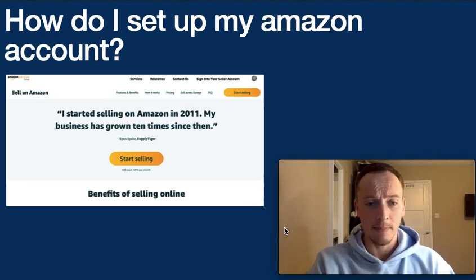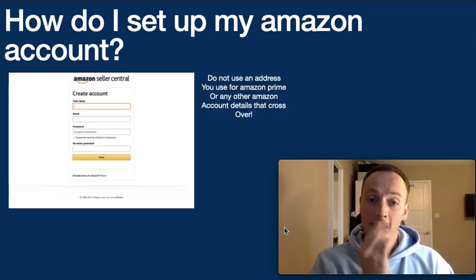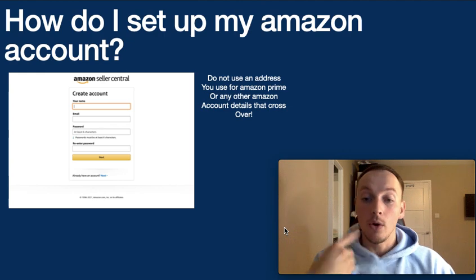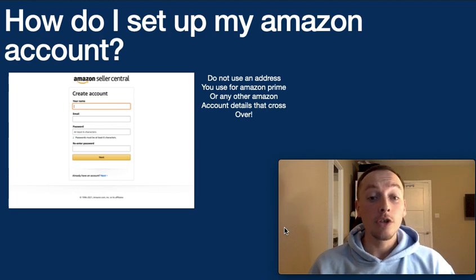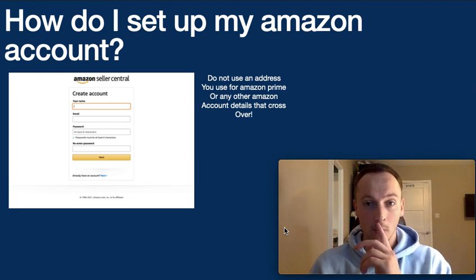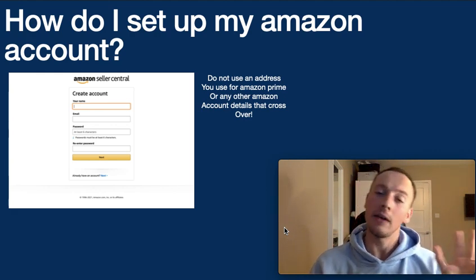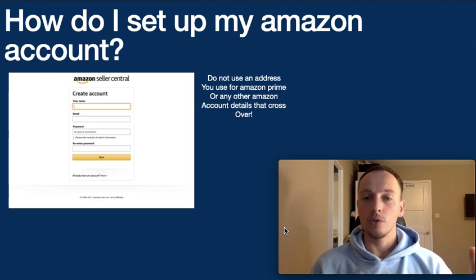So you need to go to this page here, click Start Selling, and then go to this page here, which is the second step, and create your account. You need to go through this whole process. It's very self-explanatory, okay? Do not use an address you use for Amazon Prime or any other account details that cross over, okay? This is a very, very important thing. If you have an Amazon Prime account or an Amazon account, do not use those details, especially from your Amazon Prime account.